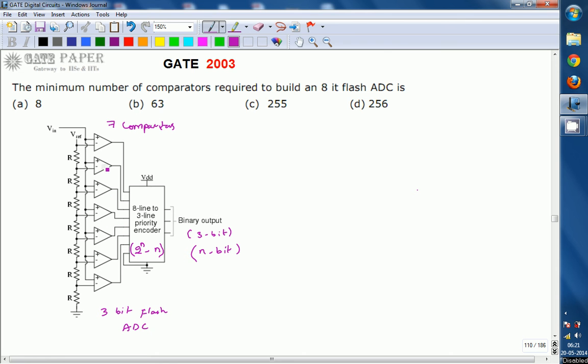Each comparator has a non-inverting terminal and an inverting terminal. The non-inverting terminal is connected to V input. V reference is connected to the inverting terminal, and V reference is applied to a voltage divider consisting of equal resistors. There are 8 resistors, and all are of equal size.